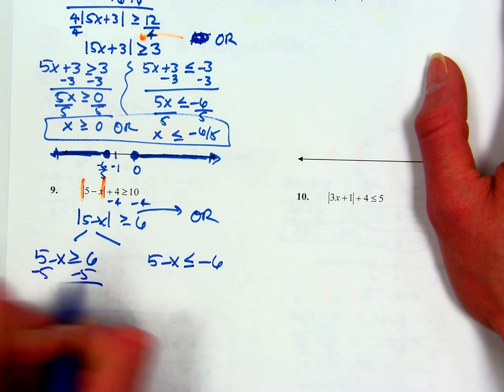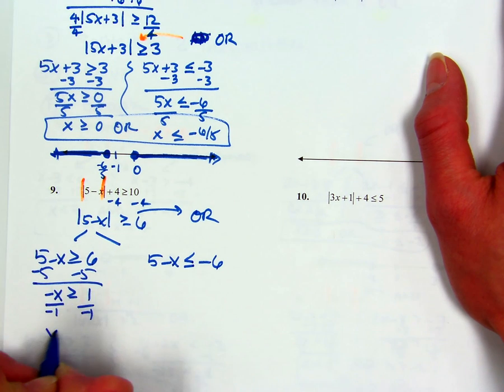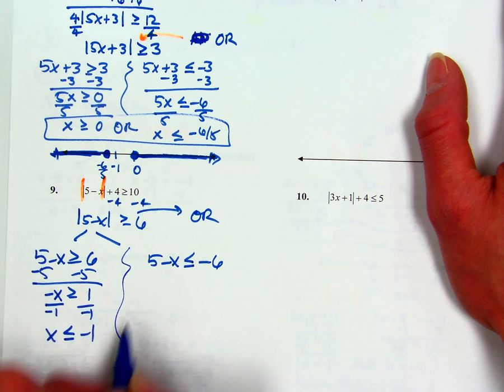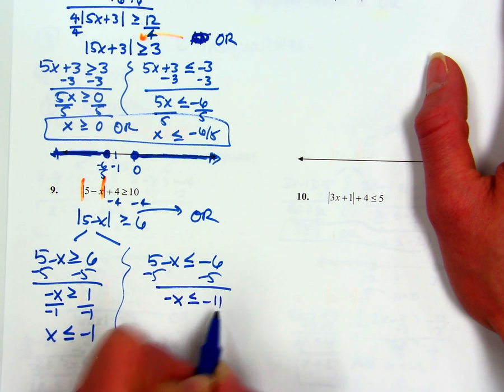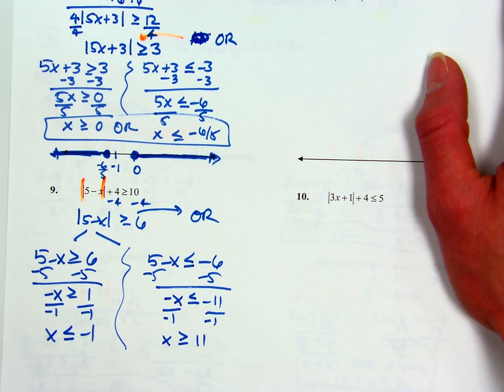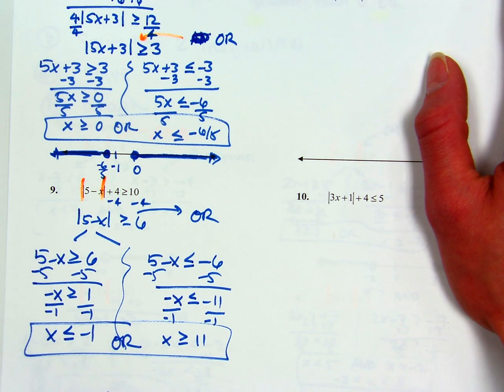And then I'm going to subtract 5, divide by negative 1. So x is less than or equal to negative 1. Over here, I do negative x is less than or equal to negative 11. When I divide by negative 1, I get x is greater than or equal to 11. And this is an "or." So I just need to find negative 1 on my number line and positive 11. These are both filled in because they're "or equal to." And I want to shade on the outside.